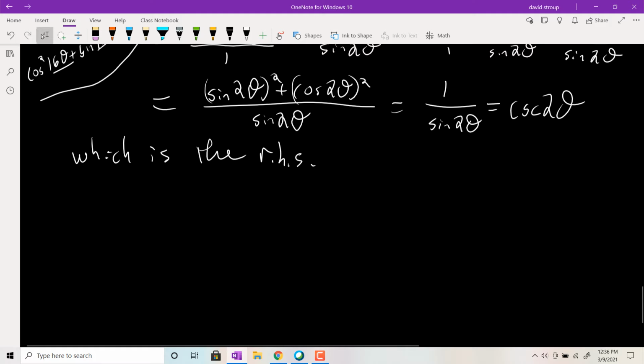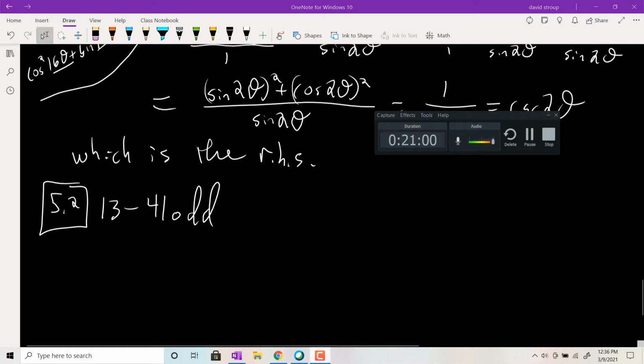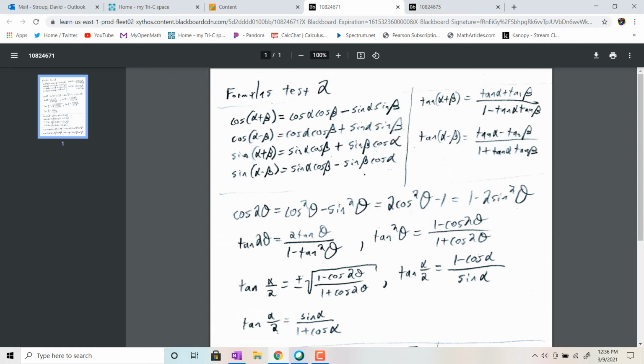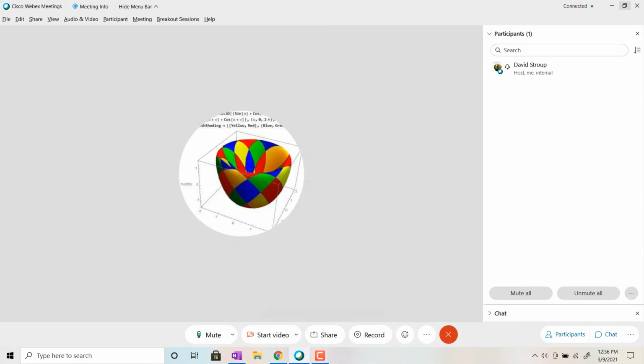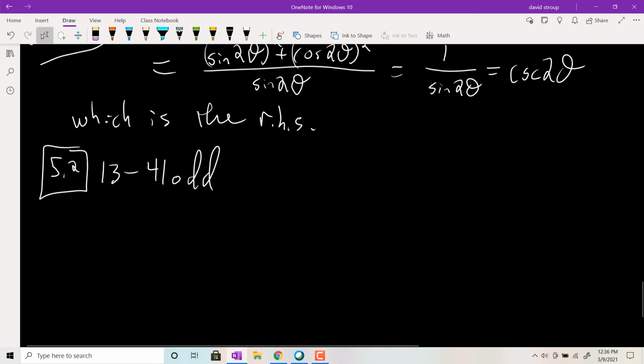In 5.2, we get the next set of identities. In particular, I'll be worried about problems 13 to 41. I may give you one identity problem in this section, but these formulas, where are they? These formulas are the top formulas, here on the formula test 2 sheet. The cosine formula is the same as the sine formula. Okay, so 5.2, let's dive right in.